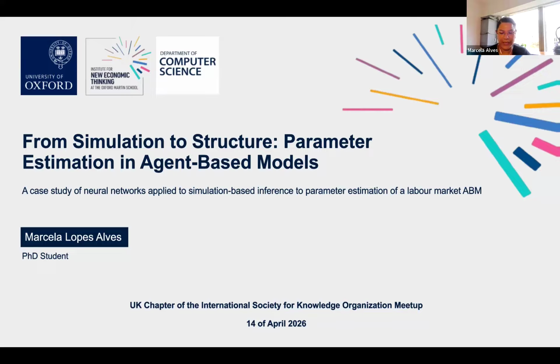The theme of the discussion today is simulation to structure, parameter estimation of agent-based models. But please don't run away. We will go through all these words with time. And at the end, I will also show a case study of using neural networks to do simulation-based inference on the parameter estimation of a labor market ABM. We will get through all those names on time. Please don't sleep. Please don't run away. It's gonna be worth it, I hope.